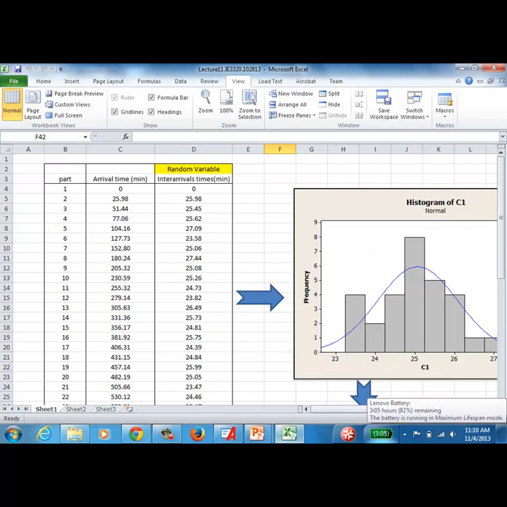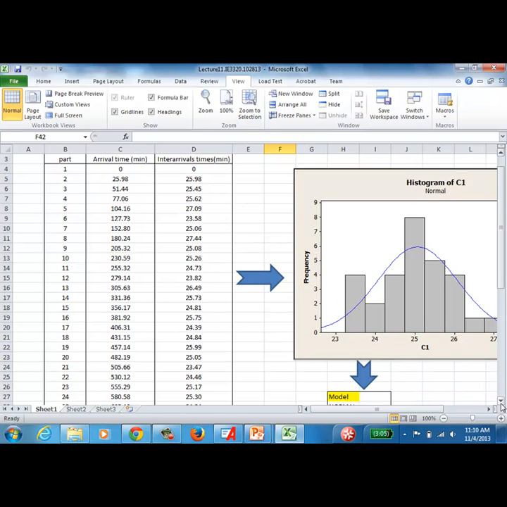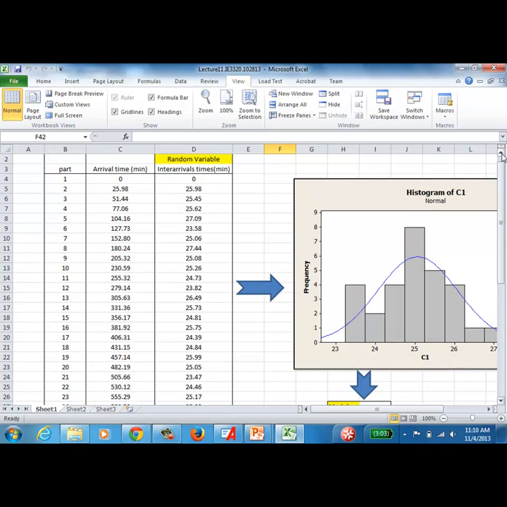So once you get that, then you can do something like this. Let's say we define our random variable to be the inter-arrival times of those boxes. And from this person who is collecting the data from this system, he came up with this table. So the first part arrived at time 0, the second part arrived at time 25.98, and so on. So you have the times for each arrival until part 23.